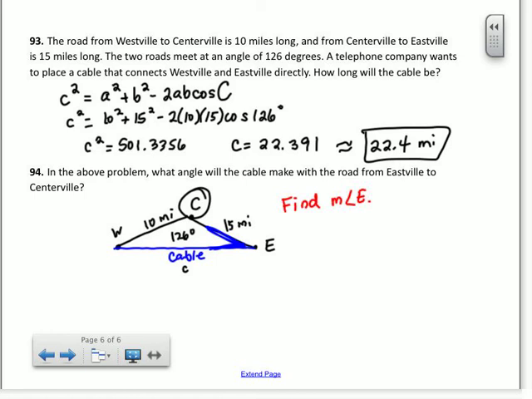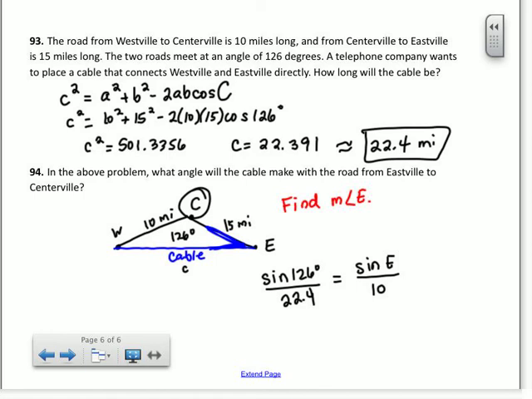Okay, and you can do that with Law of Sines now because you already have it set up. So you can do sine of 126 degrees over 22.4, or you can keep that answer in your calculator that we already have, equals sine of E over 10.